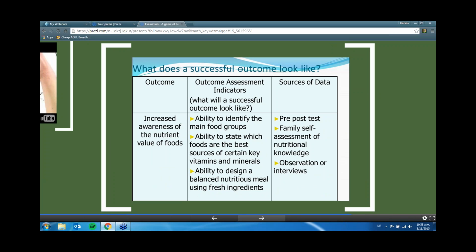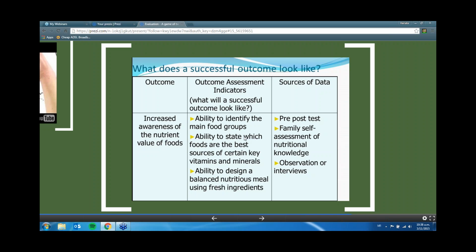Last of all, we've got an example of drilling into the indicators for an outcome. So when you're doing an outcome, the question is, what does a successful outcome look like? You're asking that question specifically of the outcome. So you're saying to yourself, what would it look like if the program was successful at increasing awareness of the nutrient value of foods?